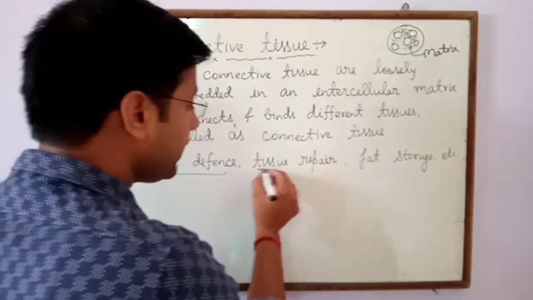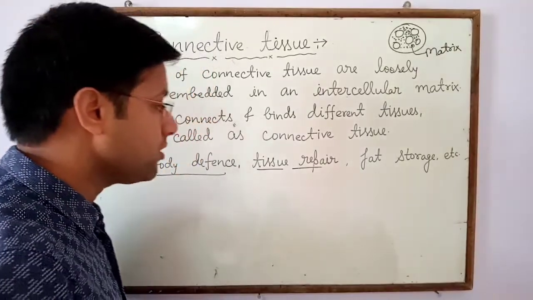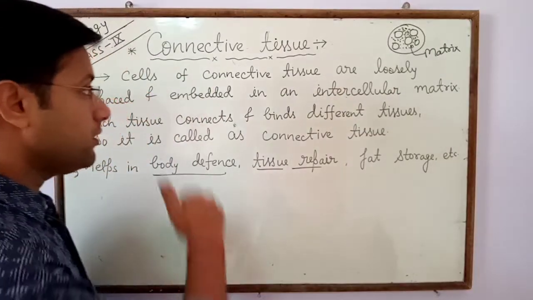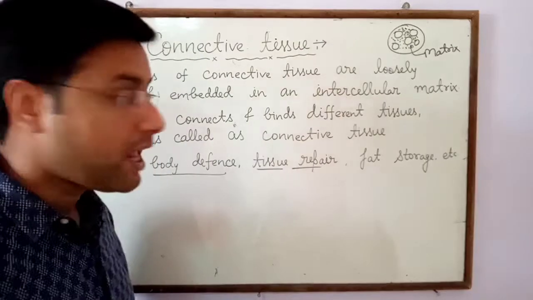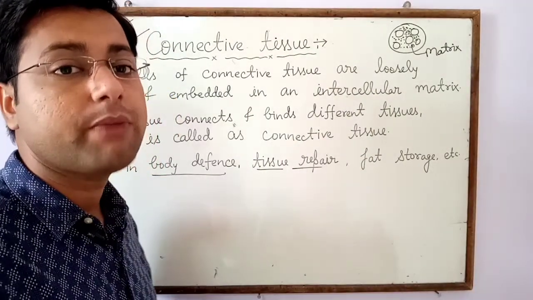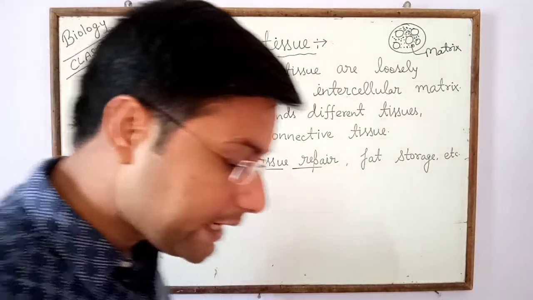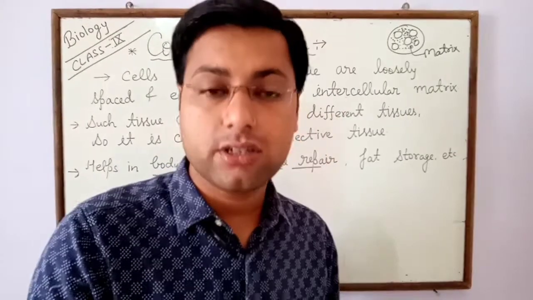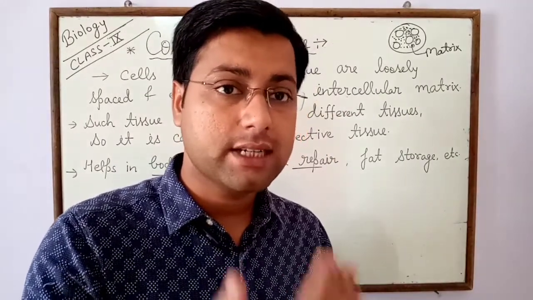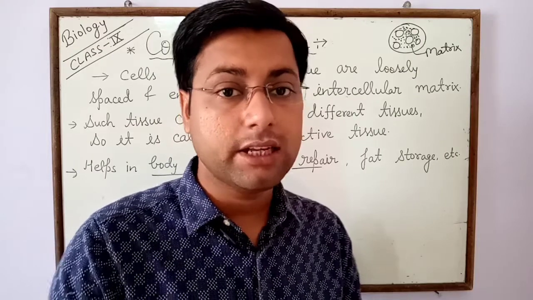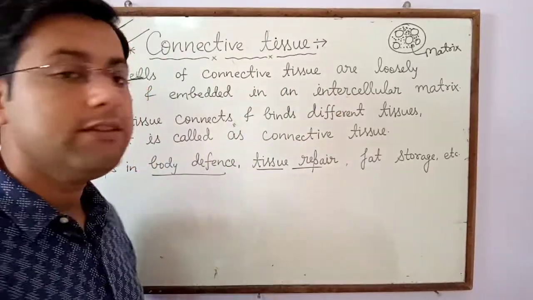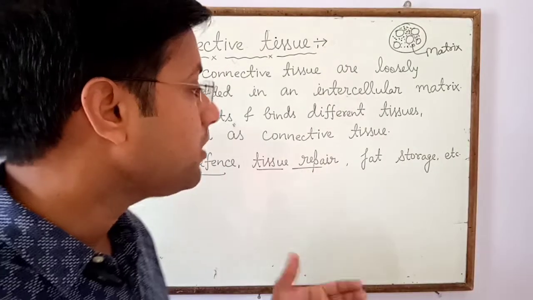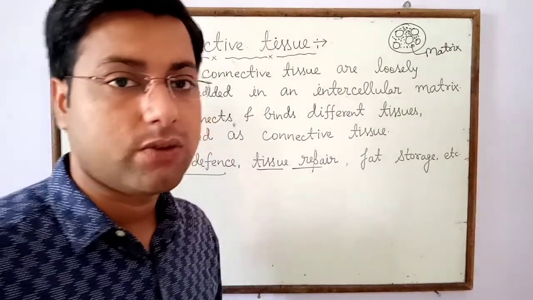After that, if any tissues are damaged, at that time the connective tissue helps in tissue repairing, and it also stores fat globules. Means in the cells of connective tissue, globules of fats are also stored. So there are three main functions of connective tissue: body defense, tissue repair, and fat storage.